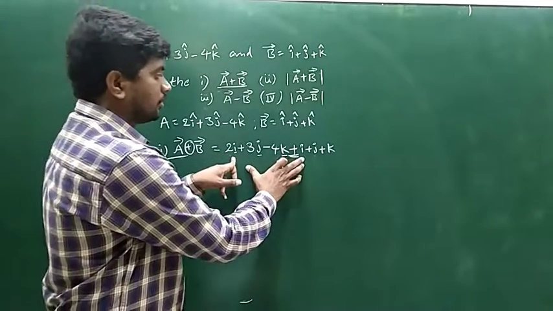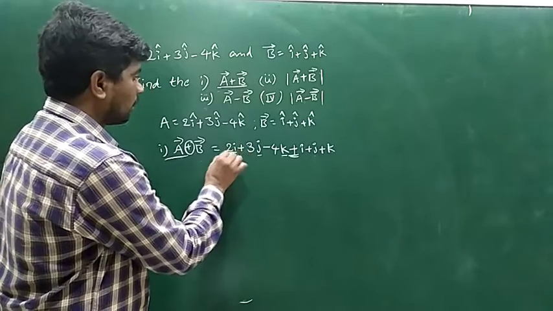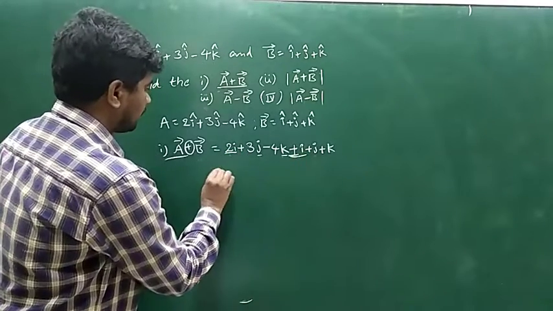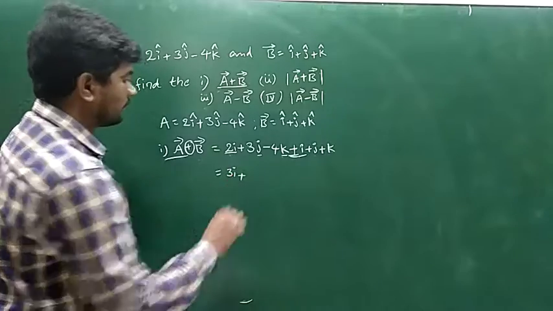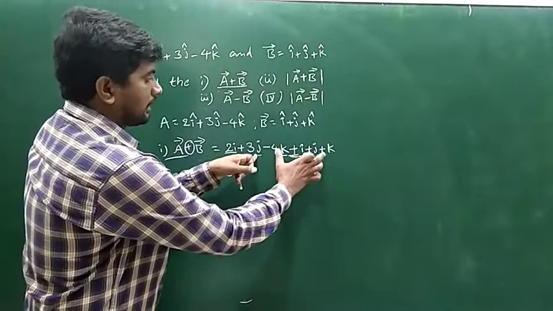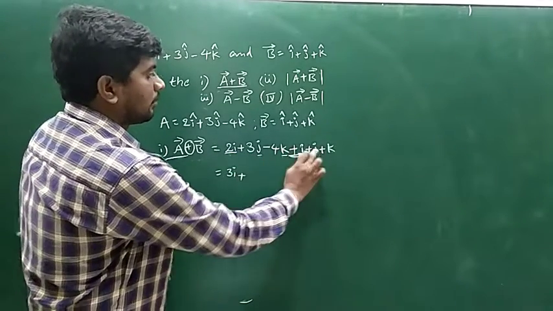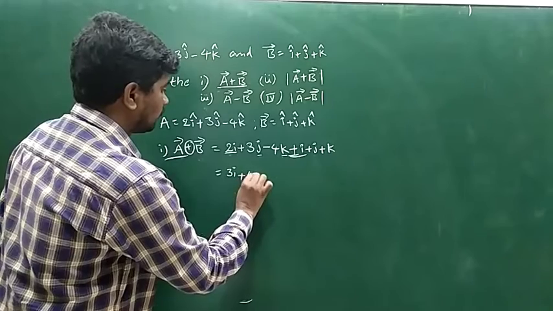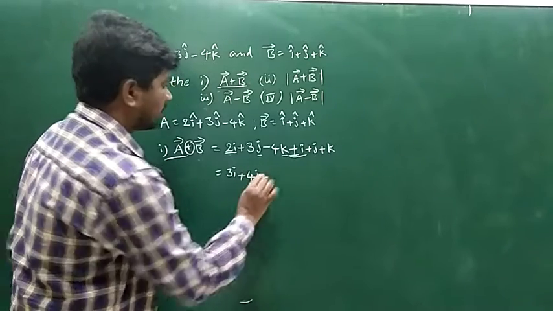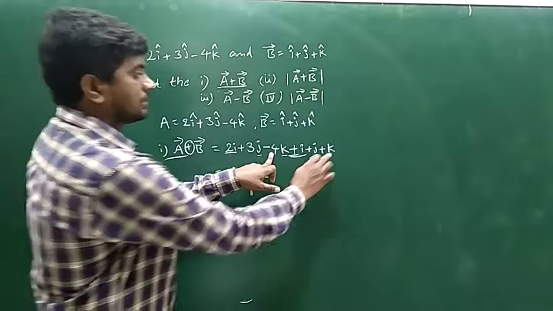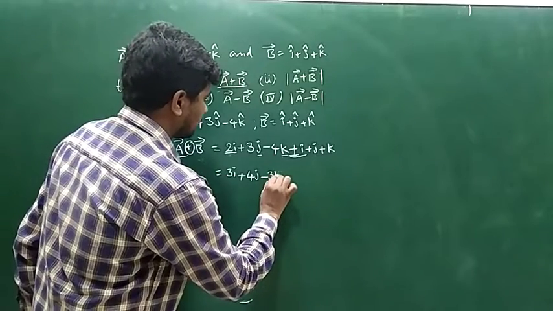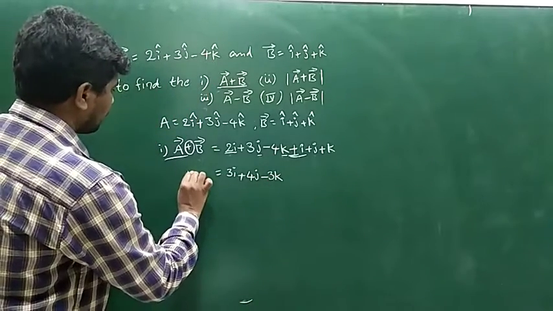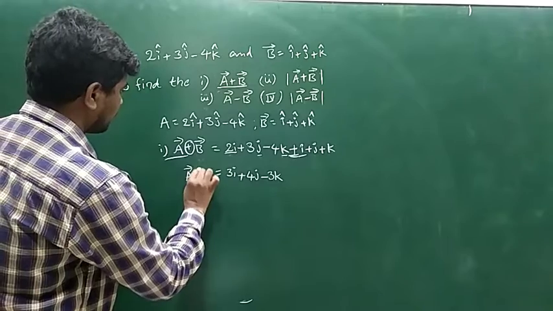Now a bar plus b bar. To add the same unit vectors, 2i plus i equal to 3i. Next, adding the same unit vectors j, 3j plus j is equal to 4j. Next, minus 4k plus k equal to minus 3k. This is a bar plus b bar.